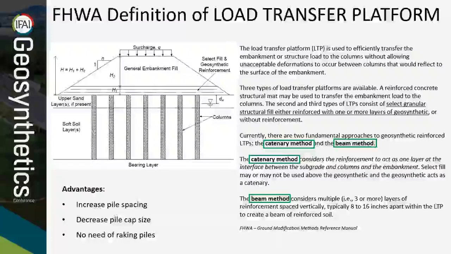The beam method is the most known and used and considers multiple layers, minimum 3, of a low-strength geosynthetic reinforcement such as a biaxial geogrid, spaced within a select granular structural fill that act as a single rigid beam.